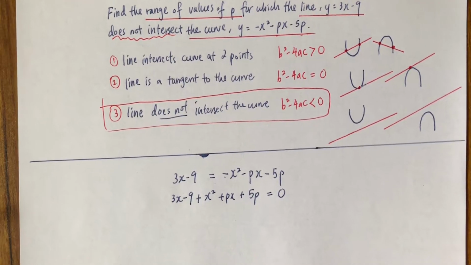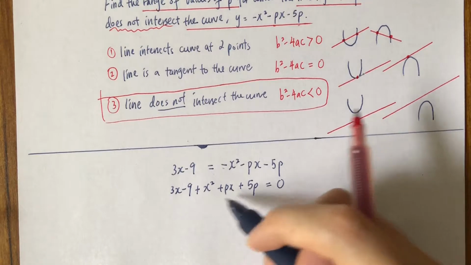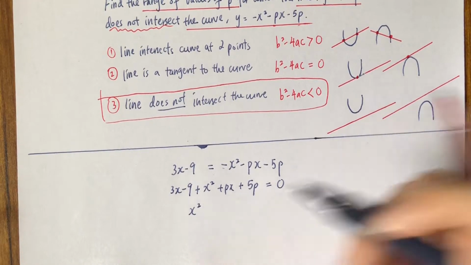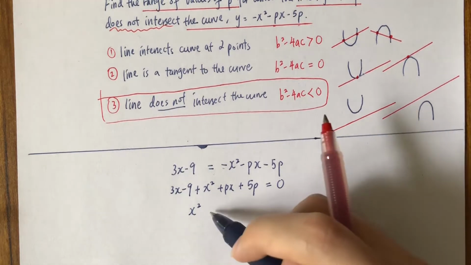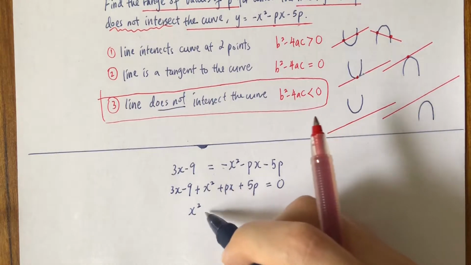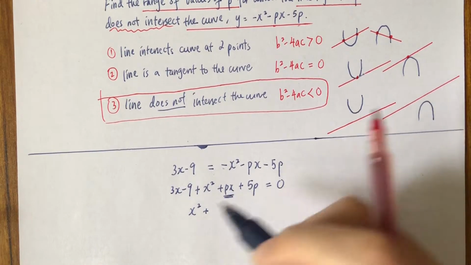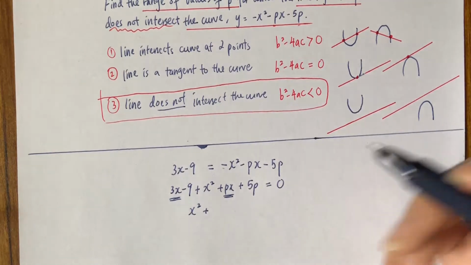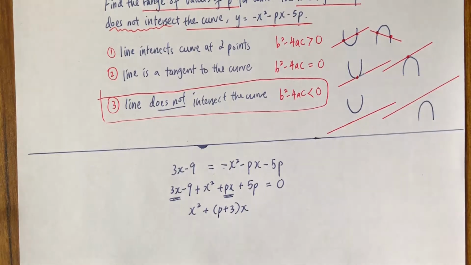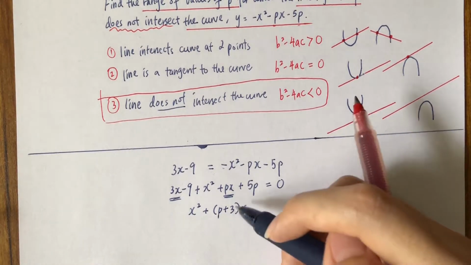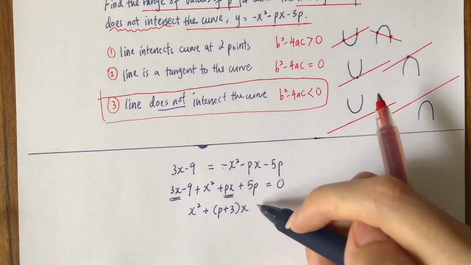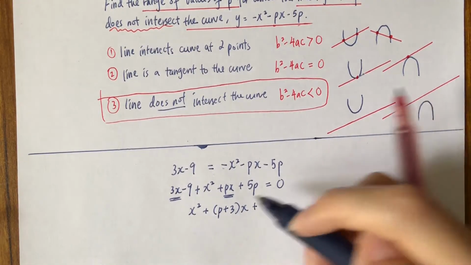With this, we can start to simplify and rearrange some of the terms. We always put the x squared term in front, followed by the x terms, then the constants. So I have x squared plus px plus 3x, and I will just group them together to be p plus 3 in brackets with my x term outside. Next I would combine the constants.